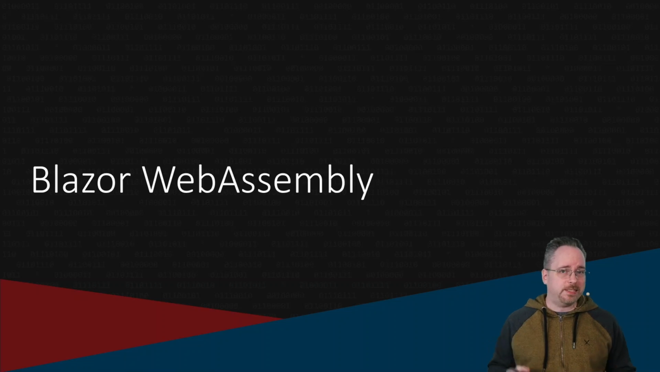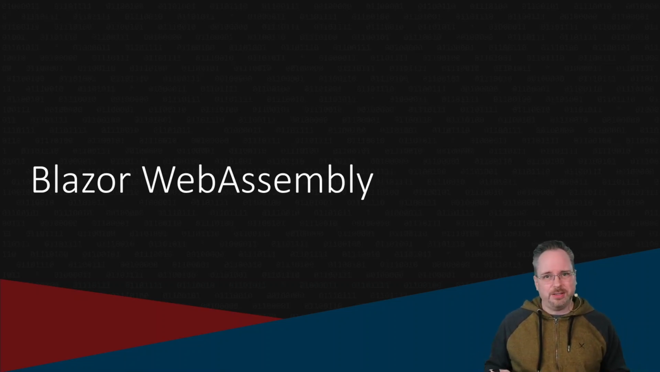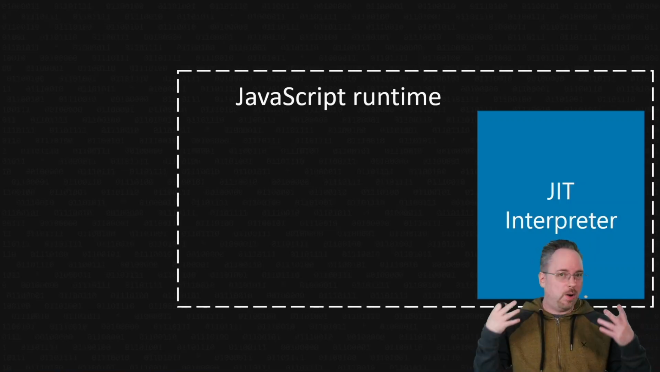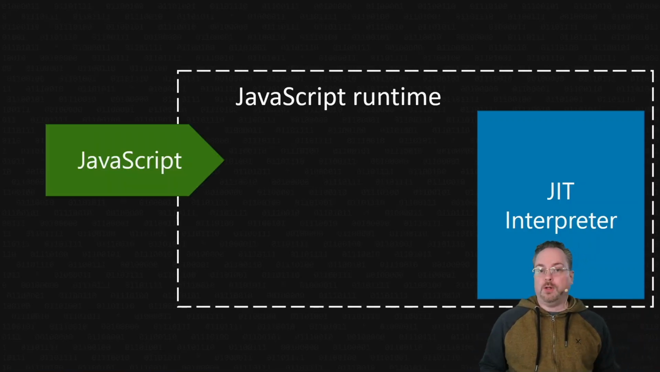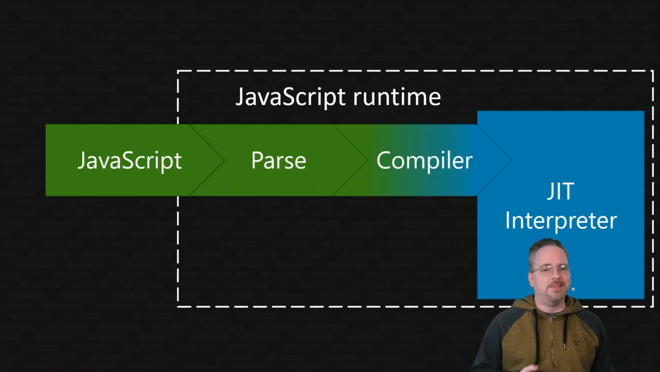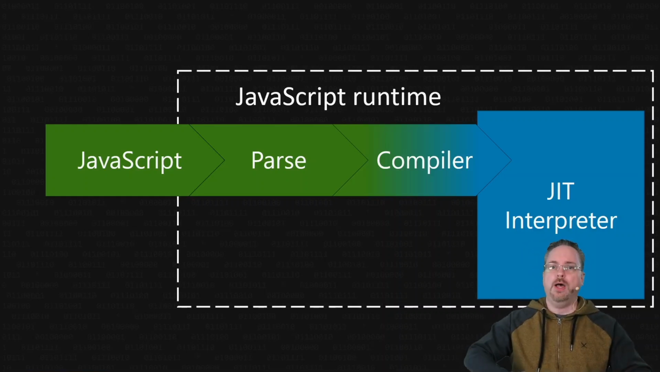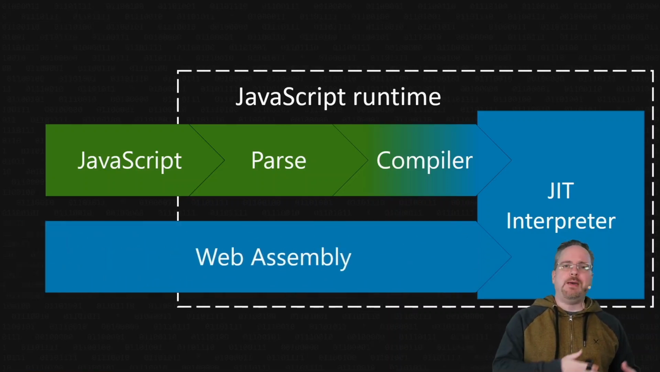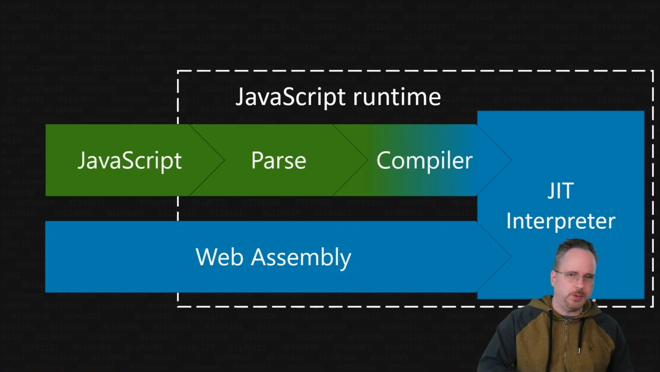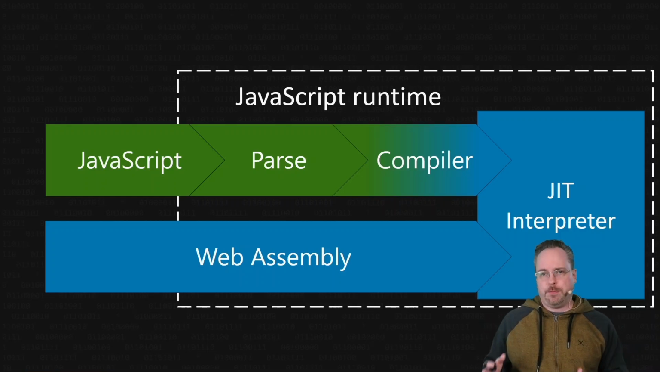When it comes to Blazor WebAssembly, it differs just a little bit from Blazor Server. But before we go into that, we need to understand how WebAssembly works. So normally, we would download JavaScript. We would parse the JavaScript and then compile the JavaScript. This is when the JIT interpreter can take over and render the content or run the code. With WebAssembly, we can bypass some of these steps because WebAssembly only needs to be downloaded. We don't need to parse, we don't need to compile it. The JIT interpreter can run WebAssembly without any of these steps.